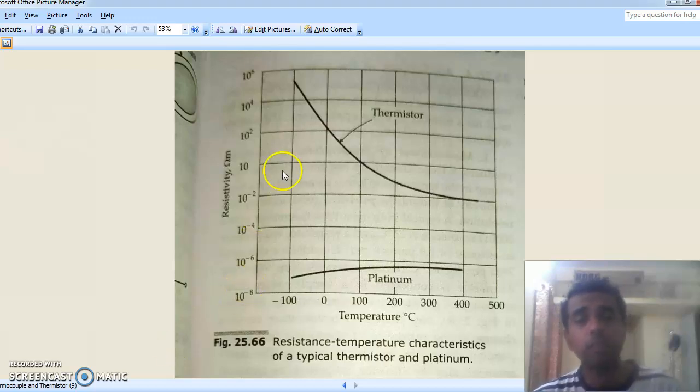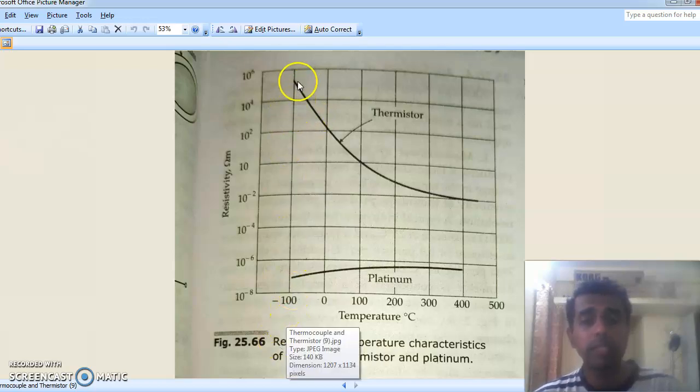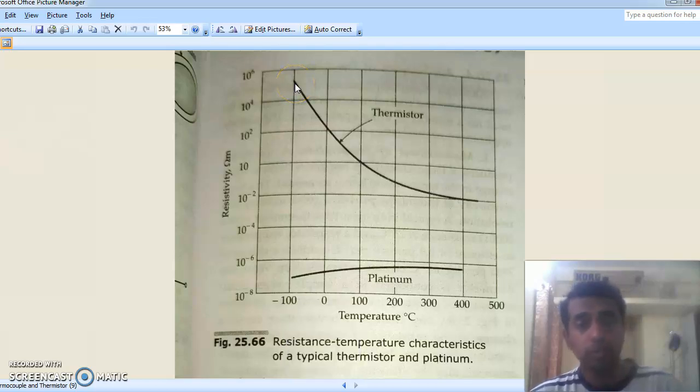That is evident from this graph, where you see that at minus 100 degrees Celsius the resistance is maximum, in the range of 10 raised to 6 ohm. We have taken the resistivity, so it has maximum resistivity of the order of 10 raised to 6. When we reach 0 degrees Celsius, resistivity is of the order of 10 squared. And when the temperature increases beyond 400 degrees Celsius, the resistivity decreases to a value of the order of 10 raised to minus 2 ohm meter.